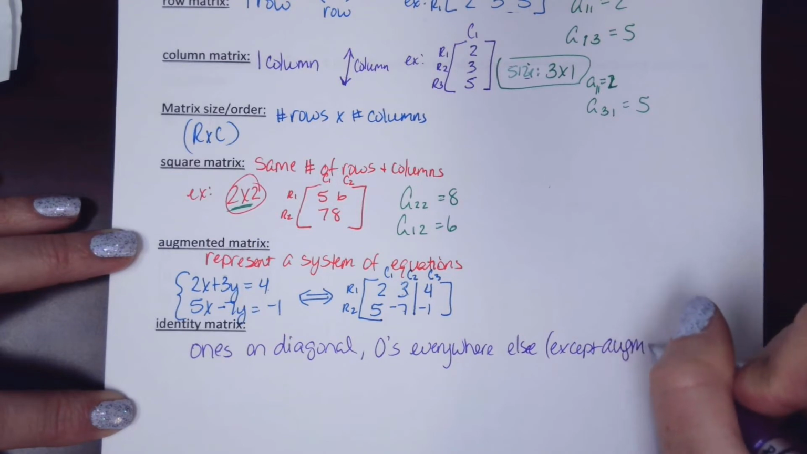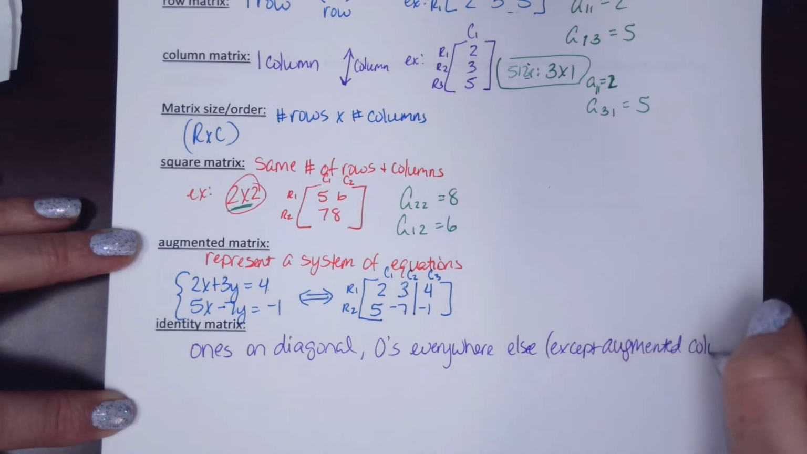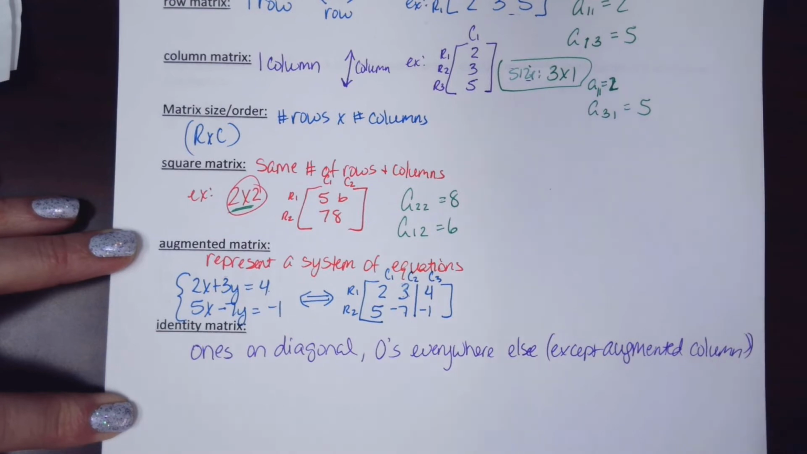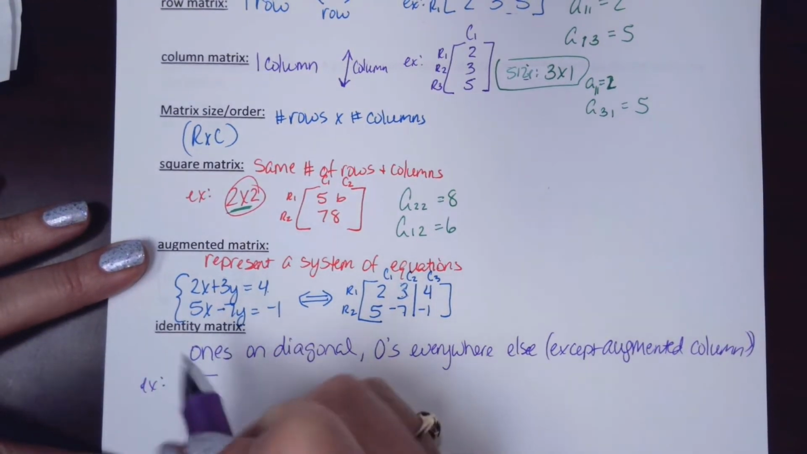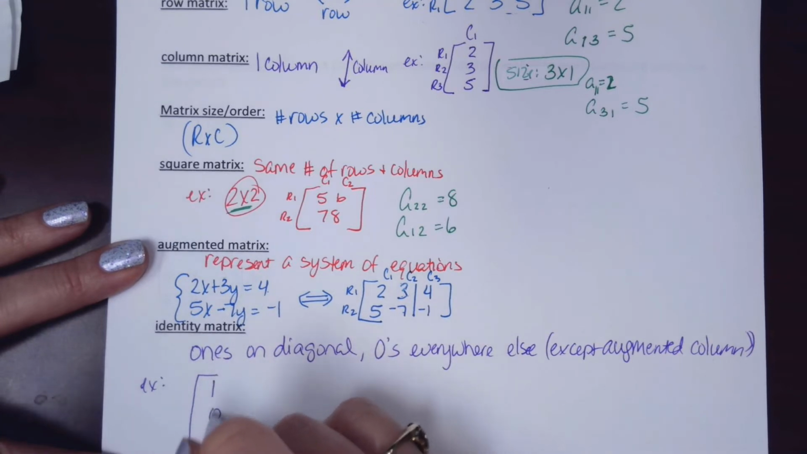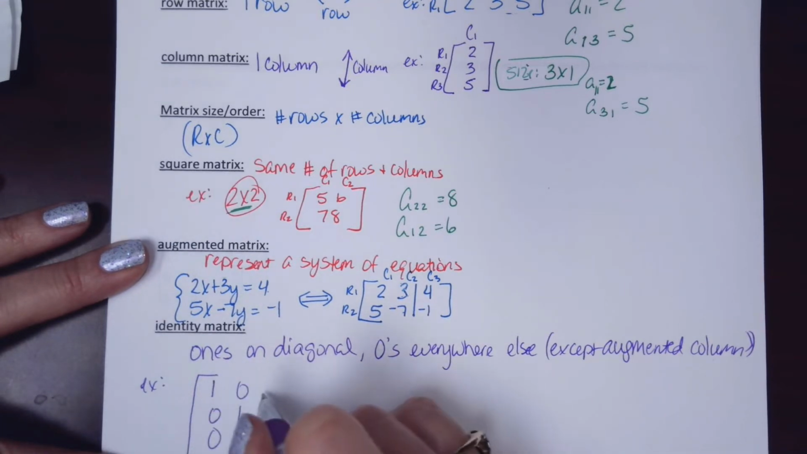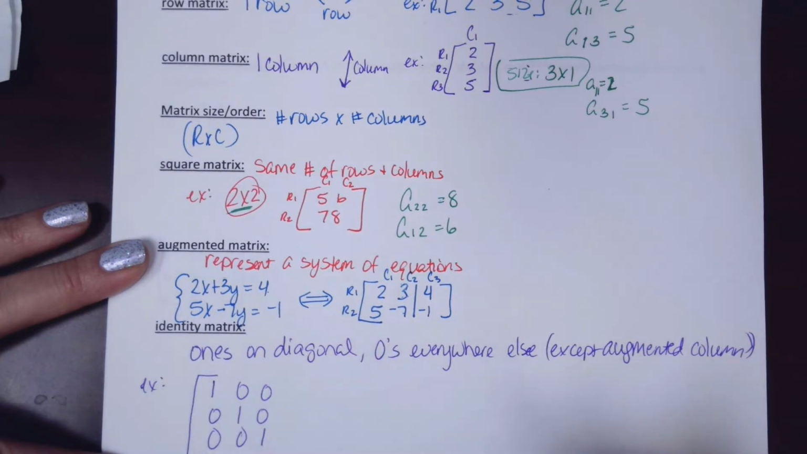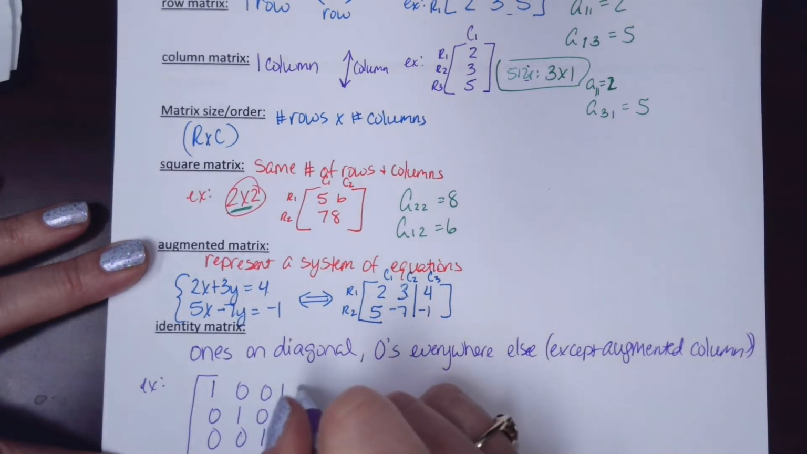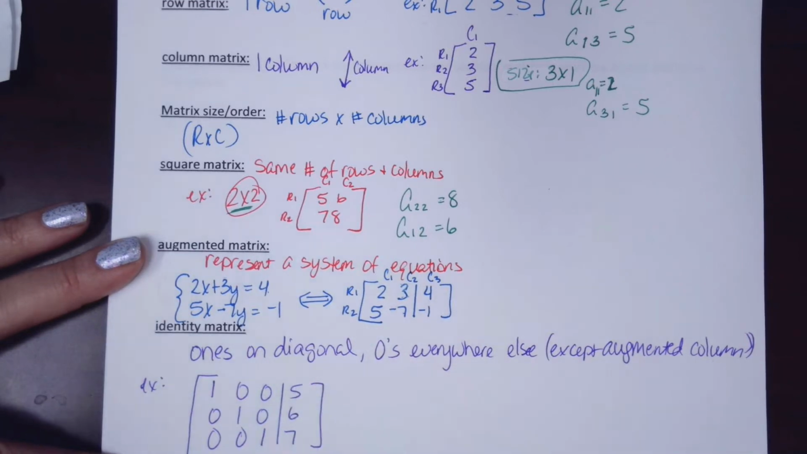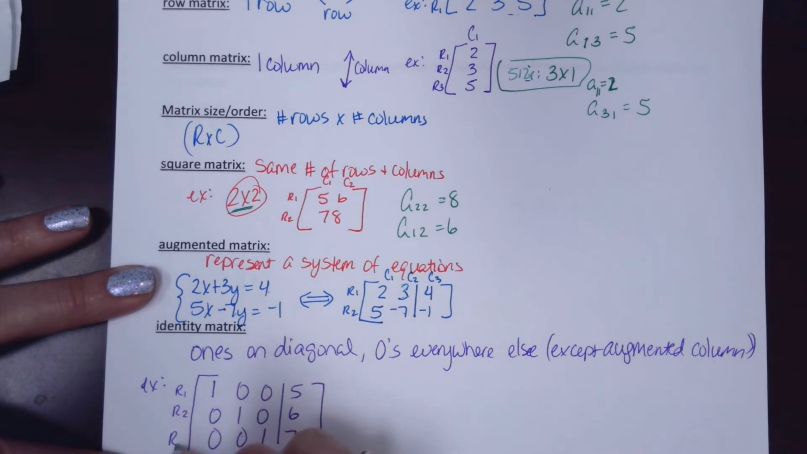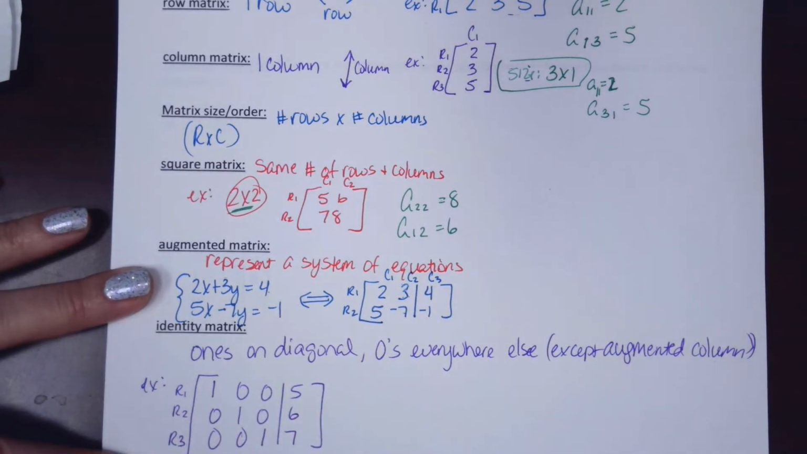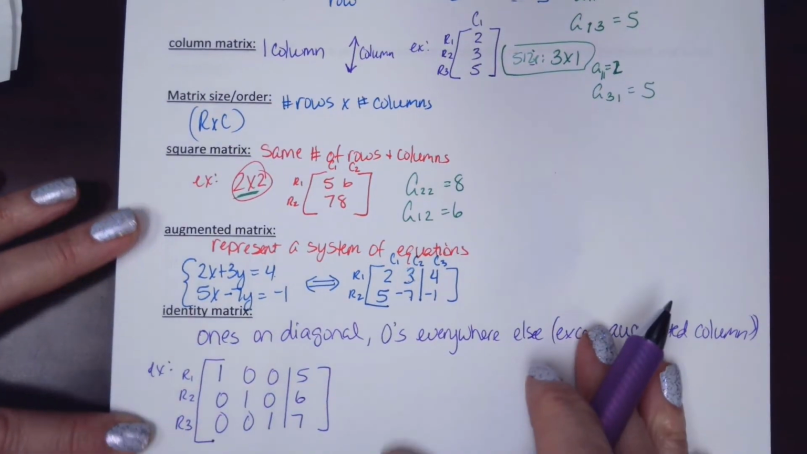That augmented column is what represents our solution. So, for example, let's do a little bit bigger matrix. 1s on the diagonal and 0s everywhere else is our identity matrix. And then we're going to make an augmented column out here. So you see I've got 1, 2, 3 rows that represents 3 equations. I've got 3 variable columns and an augmented column for my solutions.